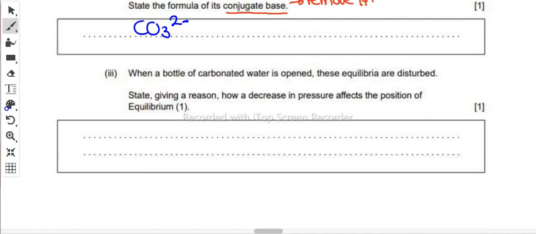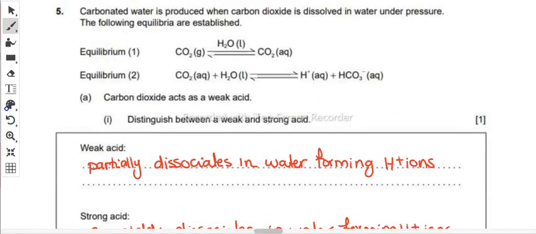When a bottle of carbonated water is opened, these equilibria are disrupted. State, giving a reason, how a decrease in pressure affects the position of equilibrium 1. So I want to go through the decrease in the pressure. I will go back to equilibrium number 1. So I have here 1 mole of gas. Here I have 0 mole of gas. So if the pressure decreases, it will go to the direction in which we have more mole number. So it will shift actually to the left in this situation.